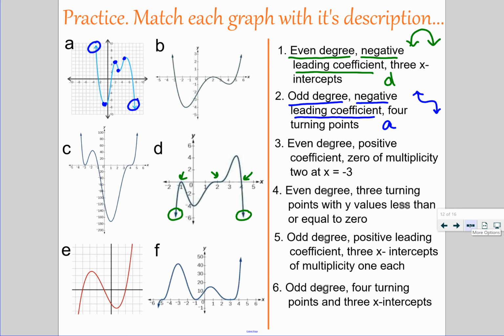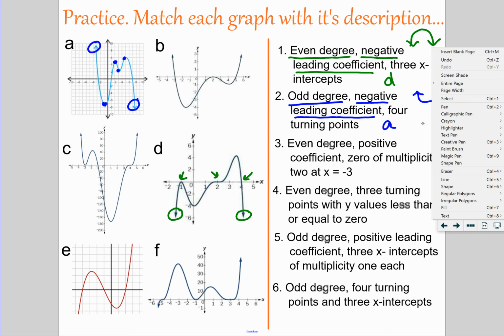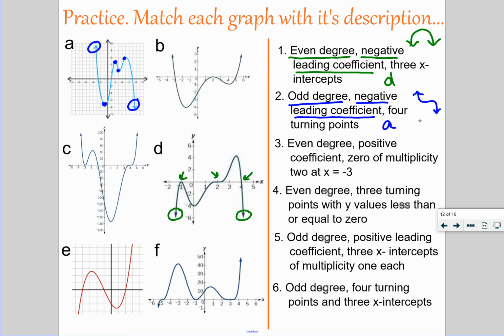In number 3, I want an even degree. Get my pen back. There we go. A positive coefficient.